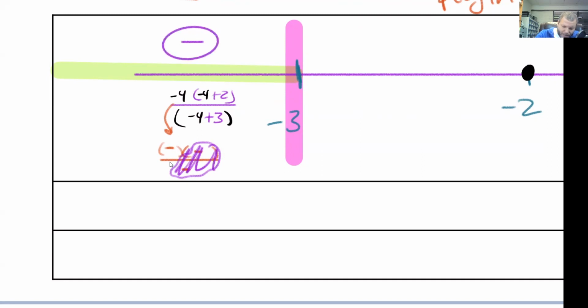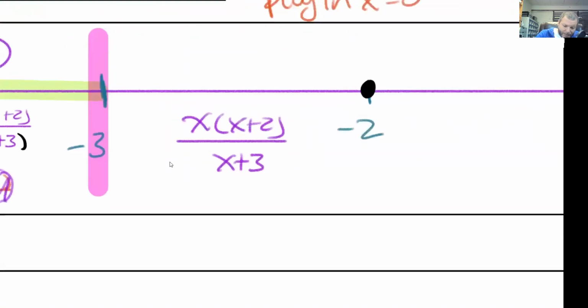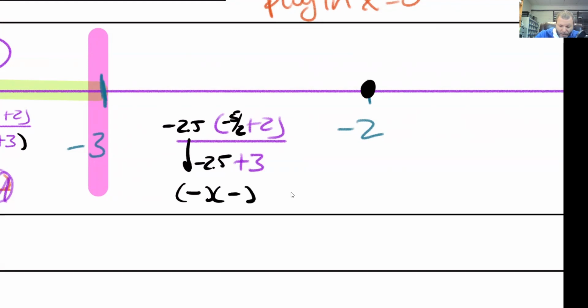And so negative here. If I choose any value between -3 and -2, like -2.5, let's see what happens, right? Let's write -5/2, -2.5. Right, so -2.5 is obviously a negative number. -2.5 plus 2 is going to be negative as well. -2.5 plus 3 is going to be a positive number.